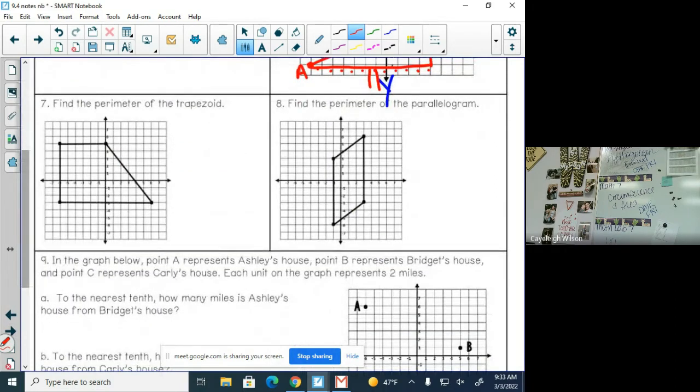Okay, number 7. Find the perimeter of the trapezoid. Now, how do you find perimeter of any figure? Add up all the sides. Now, I know a lot of these sides. 1, 2, 3, 4, 5, 6. This one, 1, 2, 3, 4, 5, 6, 7, 8. This one, 1, 2, 3, 4, 5, 6, 7, 8, 9, 10, 11, 12.